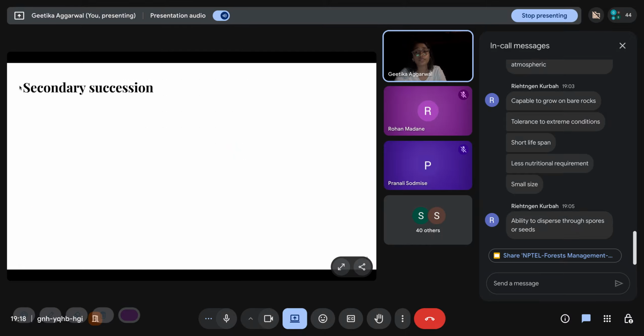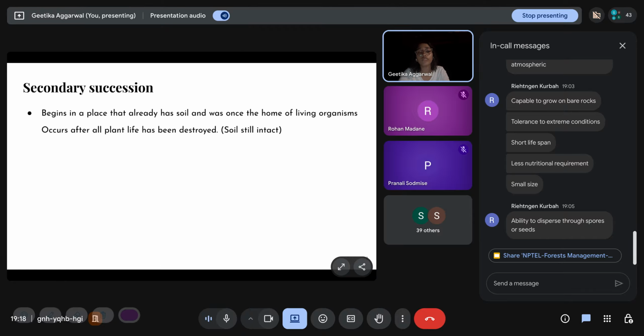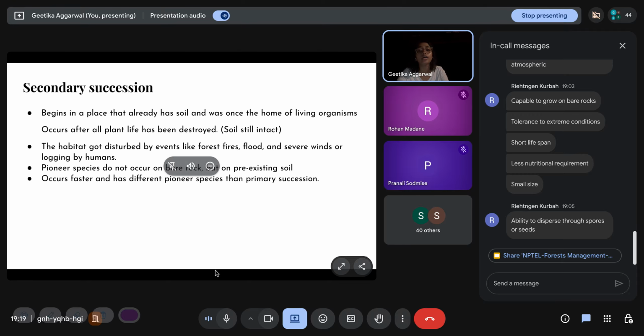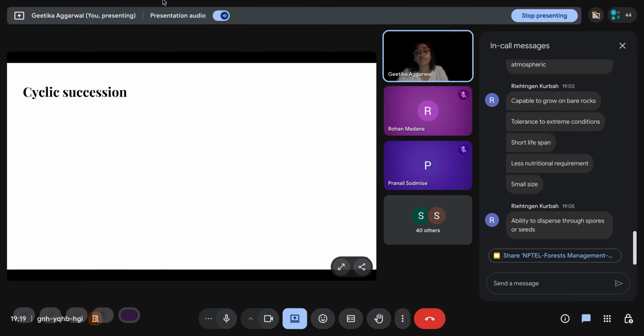primary succession. Secondary succession begins in a place that already has soil, was once a home of living organisms, and occurs after all plant life has been destroyed but the soil is still intact. The habitat got disturbed by events like fires or floods or winds or logging by humans. Pioneer species do not occur on bare rock but on pre-existing soil. So, an important thing to keep in mind: it occurs faster and has different pioneer species than primary succession, and it does not start on the barren rock, right?